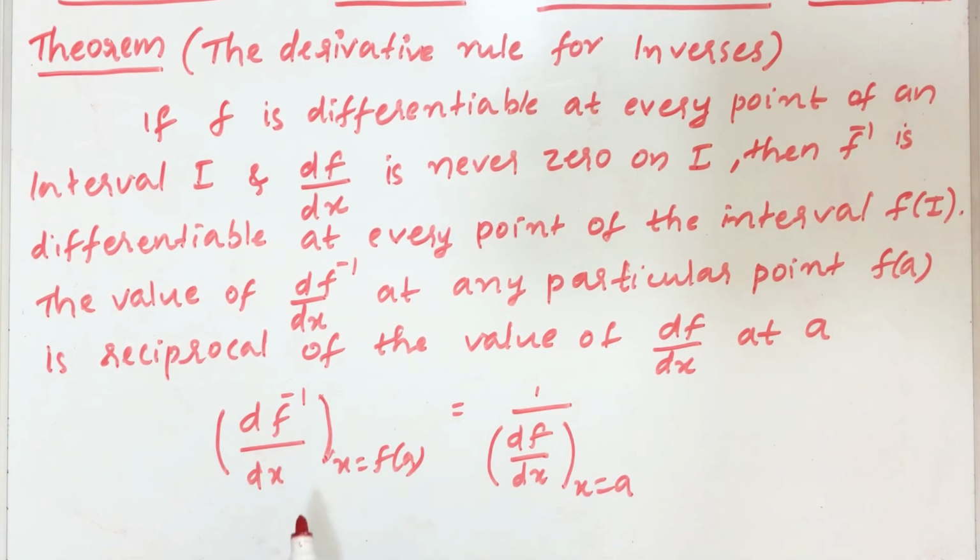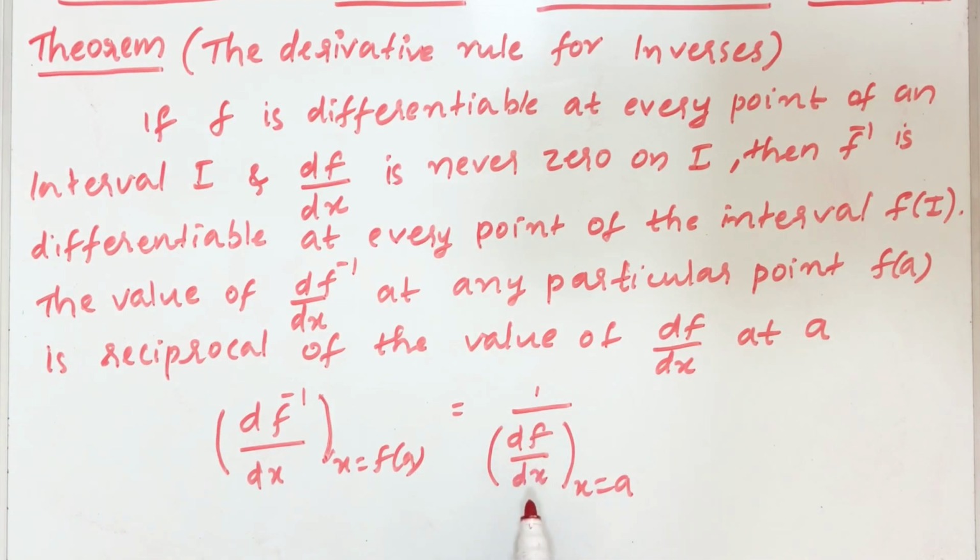That is, df inverse by dx at x is equal to f of a is equal to 1 by df by dx at x is equal to a. Here there are some conditions. These conditions are easy to read. To find the derivative, f should be differentiable. That is the first condition.